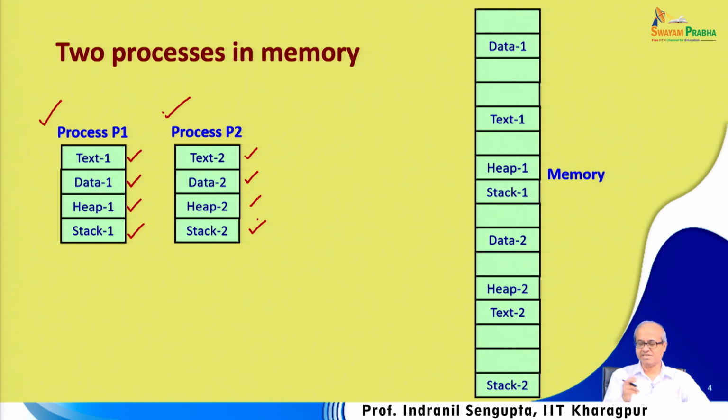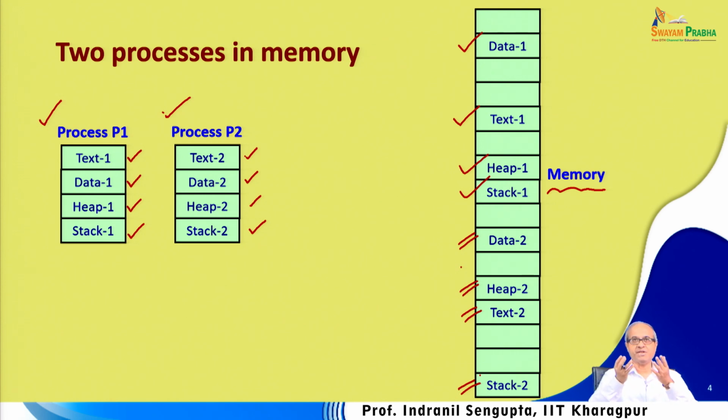On the right side, suppose this is a snapshot of the memory, and all these regions we have shown for the two processes are allocated some space in memory. We shall be seeing later that when space is allocated in memory, it need not be allocated in contiguous locations. For example, process P1 may have the text region here, the data region here, the heap region here and the stack region here. Similarly, process 2 may have the text region here, the data region here, the heap region here and the stack region here.